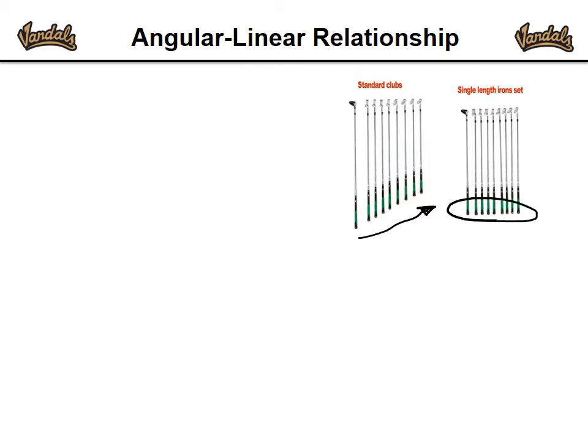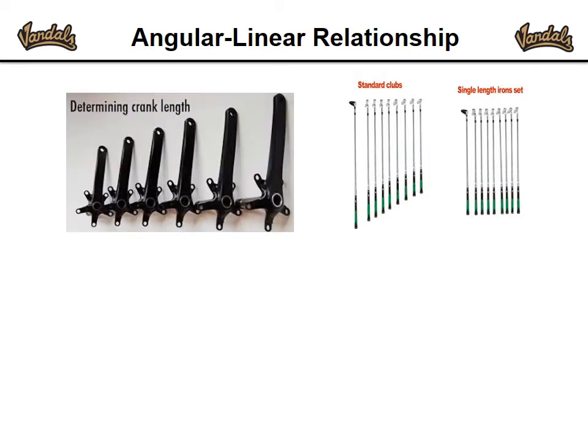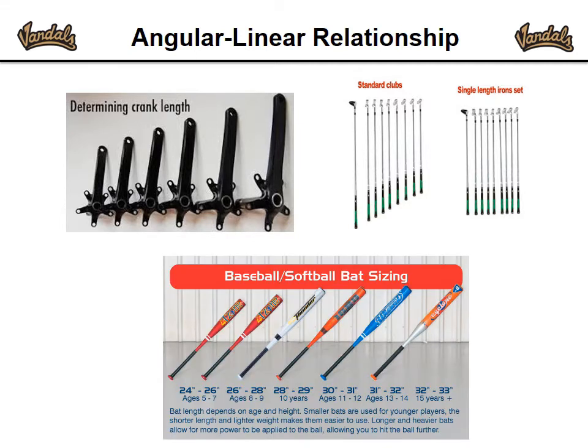Somebody that has a shorter sand wedge would have better control and more loft given the angle of the club head, but also the length of the shaft. And then as we go forward, this also comes into play when we go into the crank length of a cycling crank and the baseball or softball bat length.